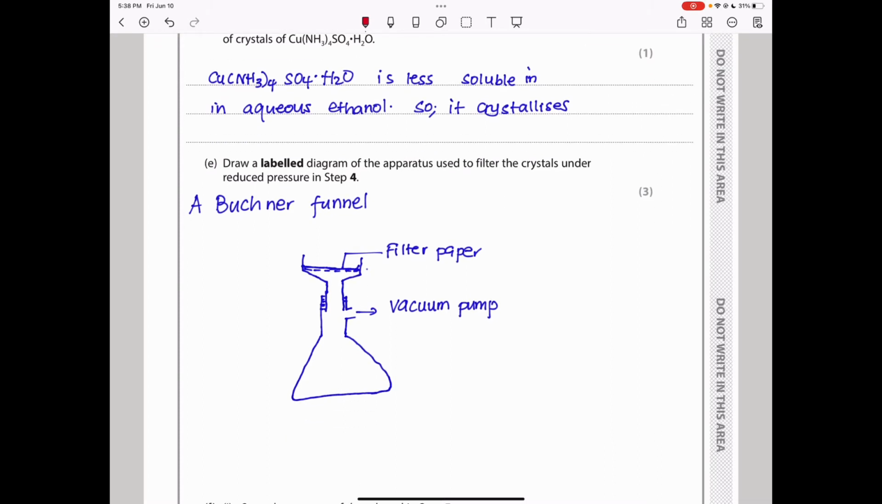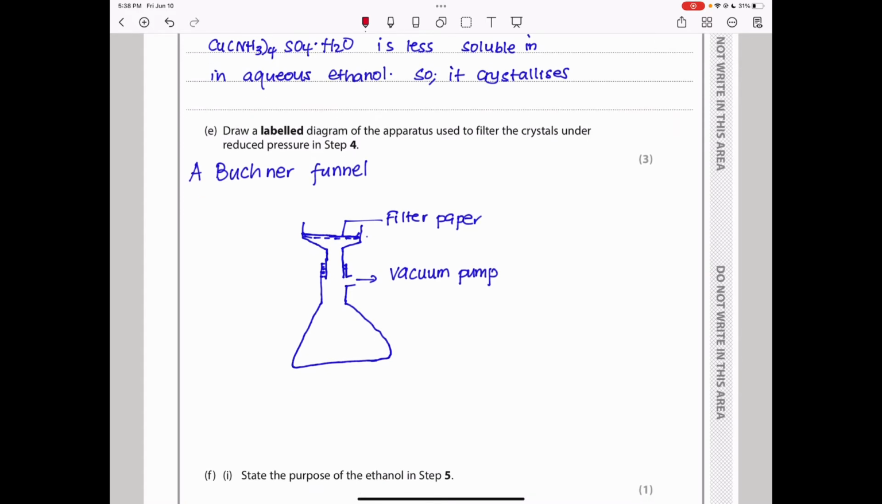The next part says, draw a labelled diagram of the apparatus used to filter the crystals under reduced pressure in step 4. This whole thing is filtration under reduced pressure.